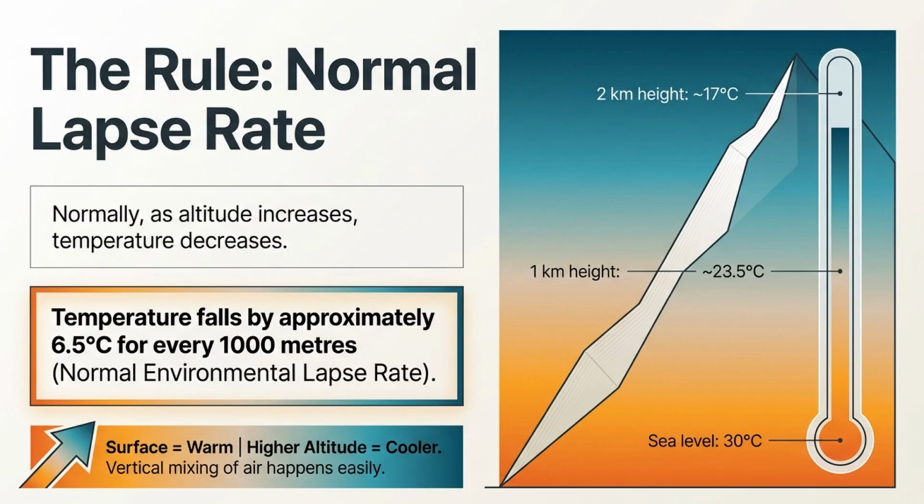Why has this happened? This happens because the earth's surface absorbs heat from the sun and warms the air close to the ground first. As we move upward, the air becomes cooler. In this normal condition, warm air rises and cool air sinks, so the air mixes easily.